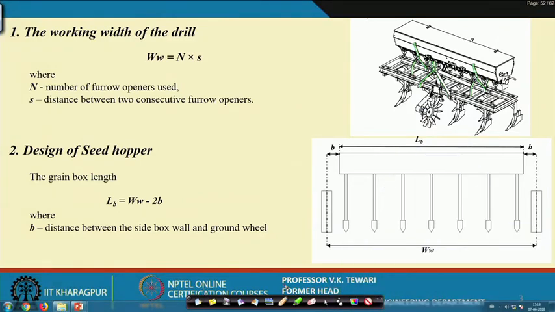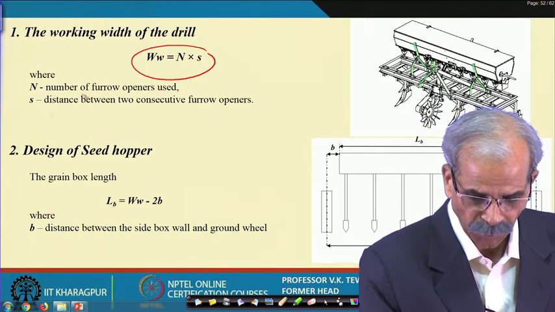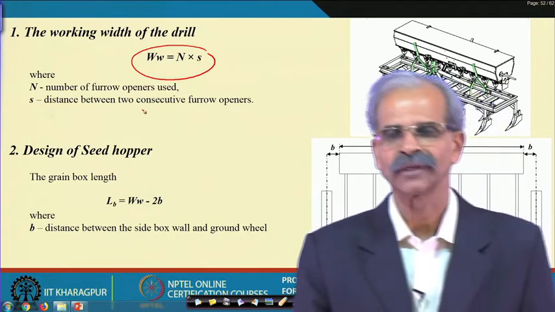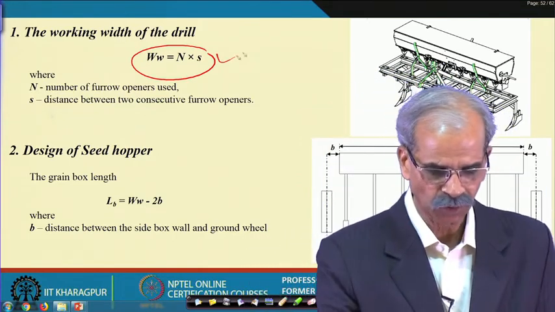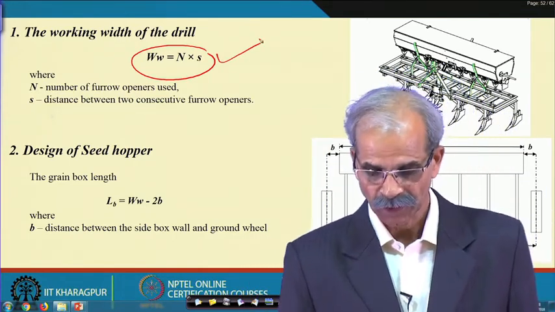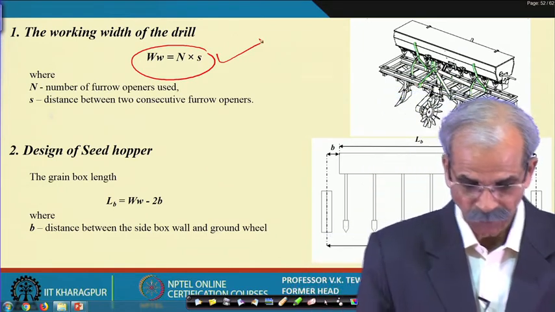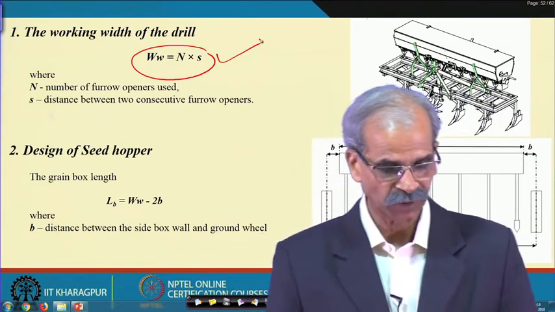You can see that the working width is given by something very simple to understand: the number of rows and the distance between consecutive rows. So, this is the total working width which will be there. Now, this is the total working width of the system.